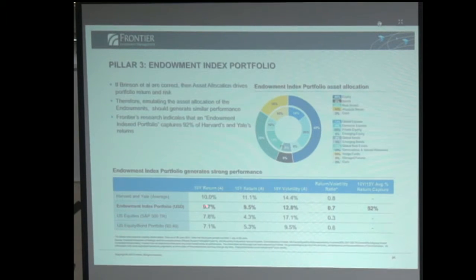You can see here that you don't perform as well as Harvard and Yale, but you do quite well. In addition, you're better than a traditional 60-40 portfolio. So it kind of corroborates our hypothesis that investing in this manner is probably a pretty good idea.